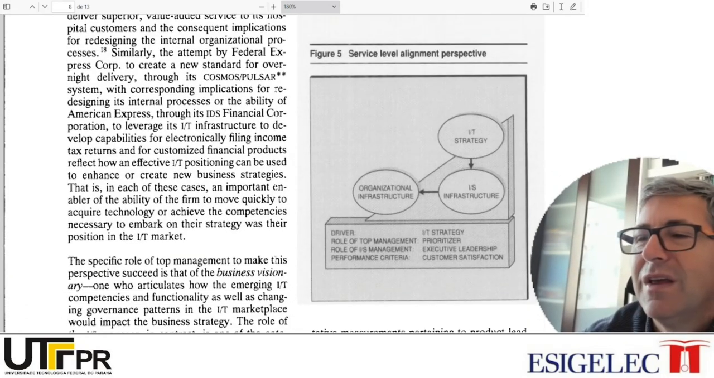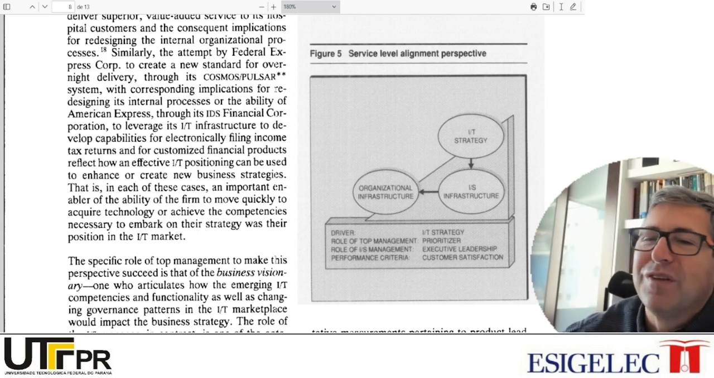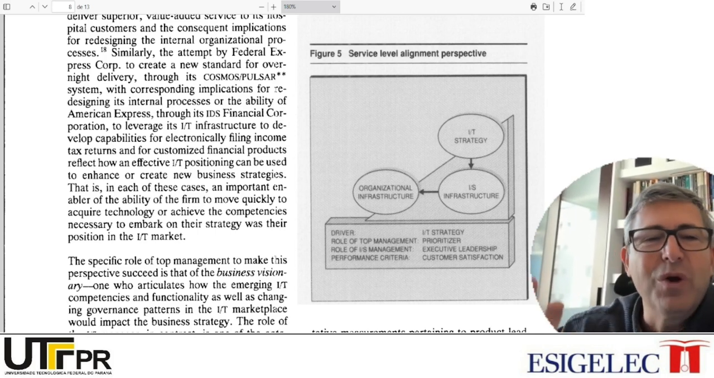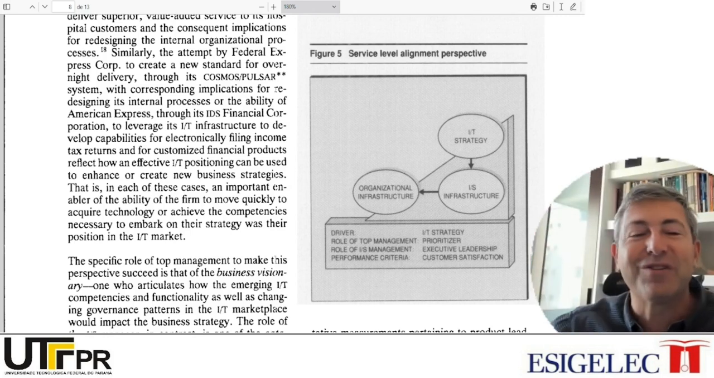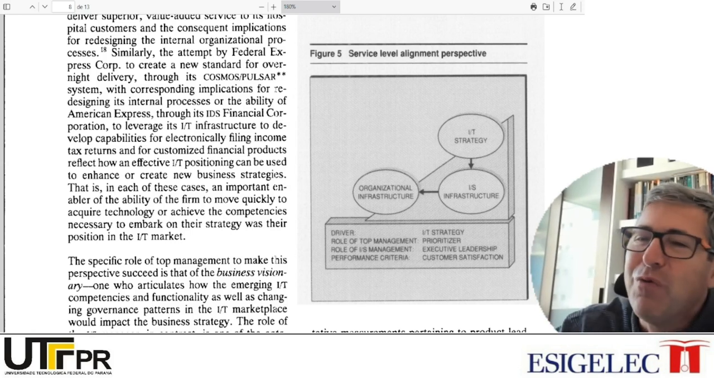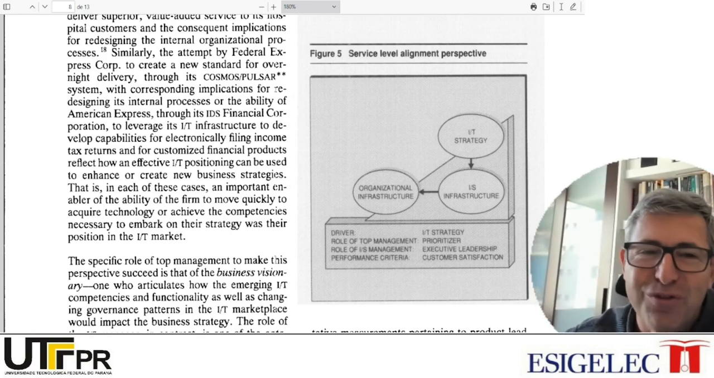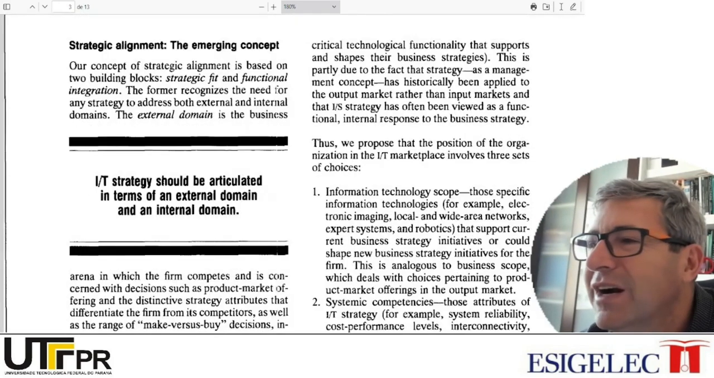Figure five. Here, yeah. In this case here, the difference between it's a model, right? All models are there just to shape to. It's glasses that we put in front of our eyes to understand the world. I've already told you the only reason why these guys got to four perspectives was because they started with this model here. Where is it?